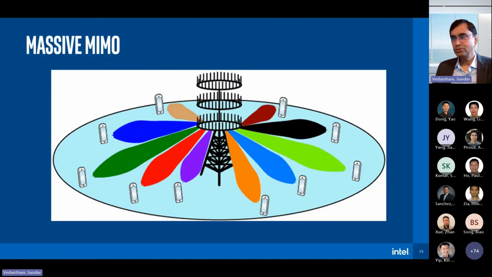So let's dig into just the massive MIMO aspect first. Here, what we are seeing is, let's say, a central cell tower. If you look at any 4G cell tower, usually you will see 3 or 4 antenna elements, like cylindrical stuff that is mounted on it.